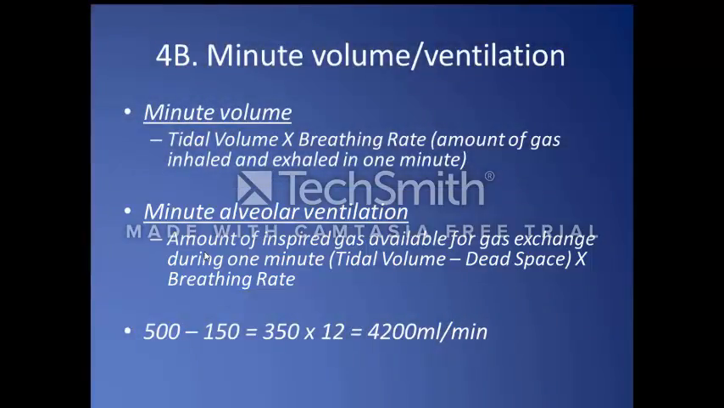An example of this calculation would be the tidal volume of 500 millilitres of air minus 150 millilitres of dead space. This gives us a value of 350, which times 12, the normal resting breathing rate, would give us a minute alveolar ventilation of 4,200 millilitres of air per minute.